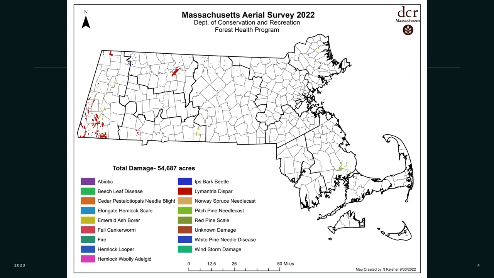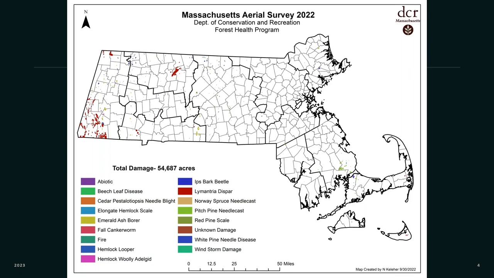So from year to year, there can be big differences in what we're seeing, the amount of acreage we see across the state, and what drives it. This last year in 2020, the biggest by far was spongy moth causing a significant amount of defoliation in Western Mass. We saw a lot of white pine needle damage, and we're seeing a lot of ash mortality at this point.